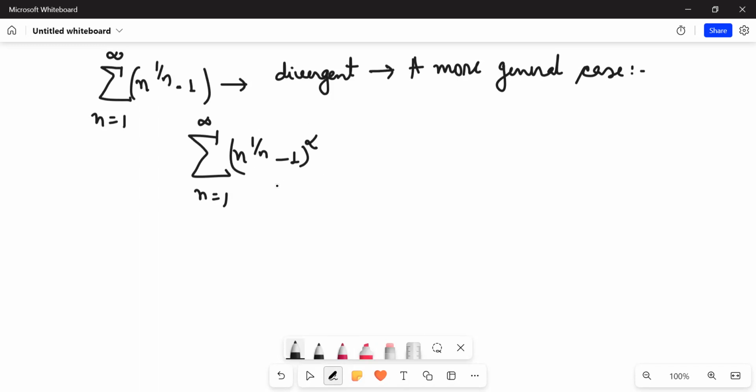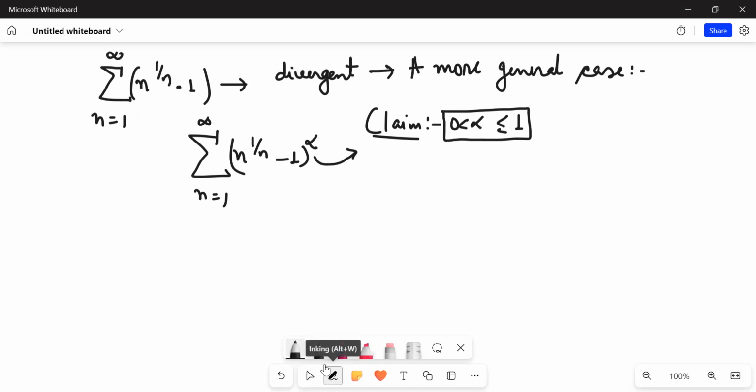Okay, so my claim is that this would be a divergent series if alpha is less than or equal to 1 and greater than 0. And the claim is based on an inequality that I'm going to derive. Don't worry about it. That I'm going to derive. But just pay focus on this. Just pay attention to this.